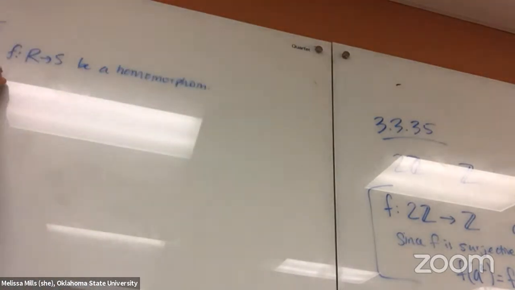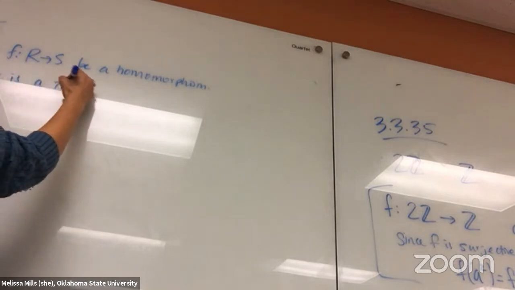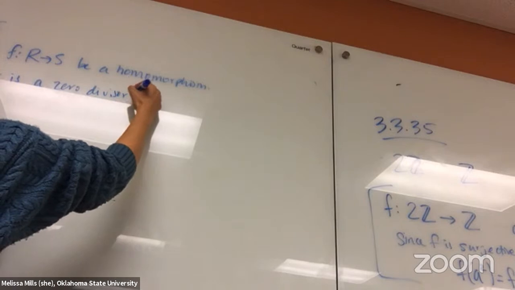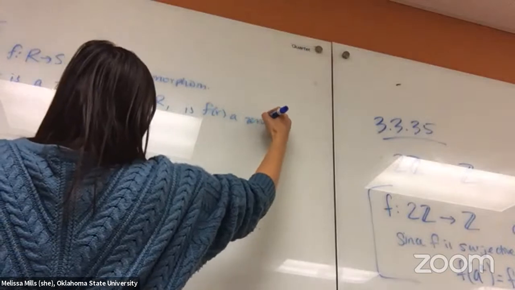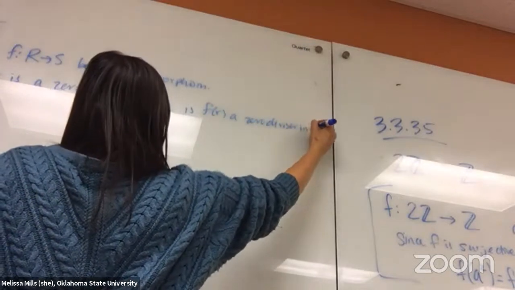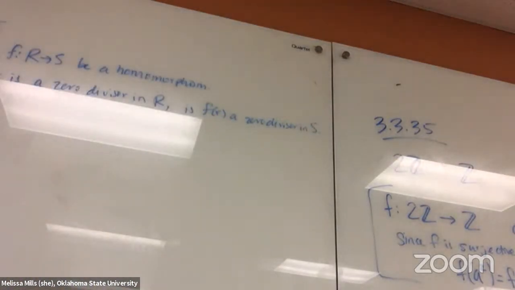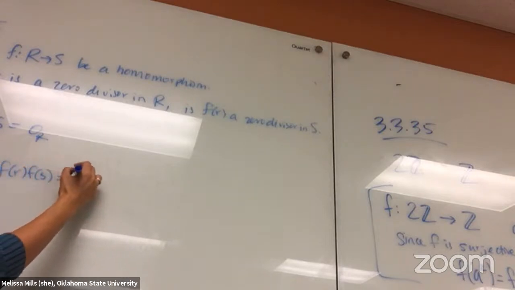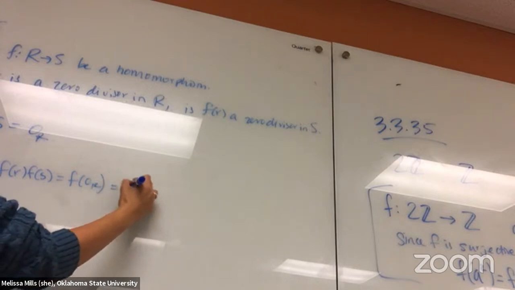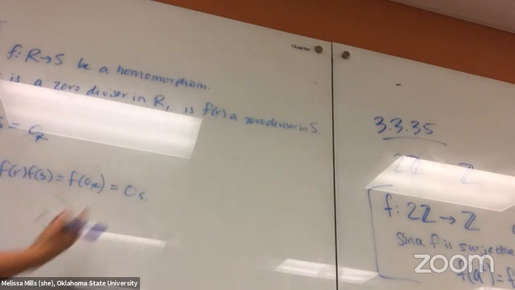And then we can say, if r is a zero divisor in R, then is f(r) a zero divisor in S? At first glance, it might seem like, well, sure, because if r is a zero divisor, then you know that r times something equals zero in the ring. And so if you map it, f(r·s) is equal to f(r)f(s), which is equal to f(0_R), which is equal to 0_S. So you think, oh yeah, it multiplies to give you 0.